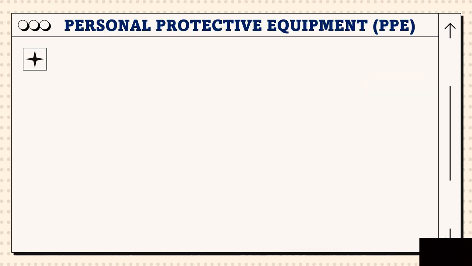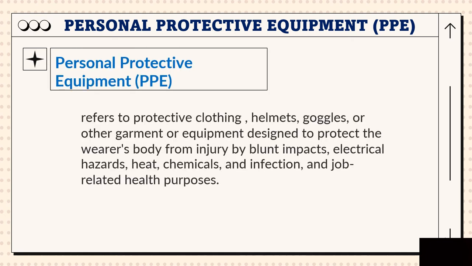Okay, so, personal protective equipment or PPE. So, ano nga ba yung personal protective equipment or PPE? Okay, personal protective equipment refers to the protective clothing, helmets, goggles, or other garment or equipment designed to protect the wearer's body from injury by blunt impact, electrical hazard, heat, chemicals, and infections, for job-related health purposes.